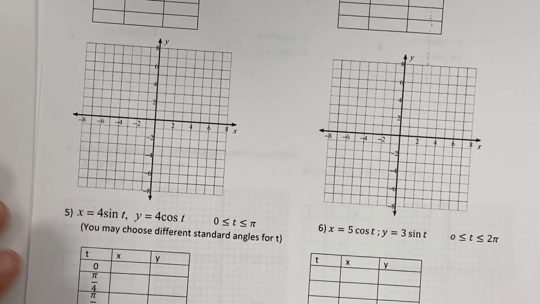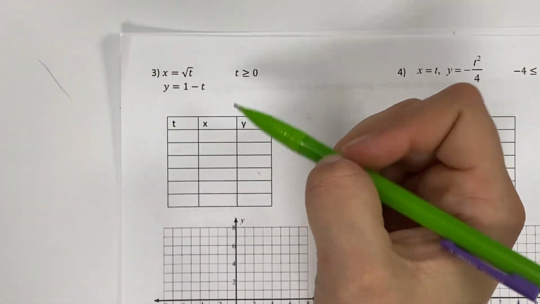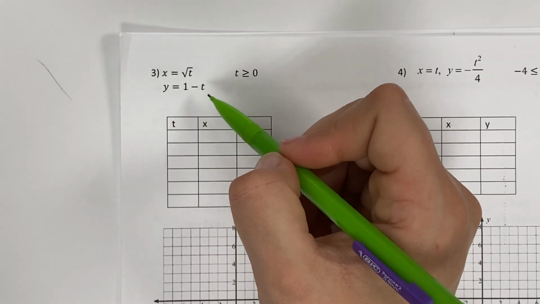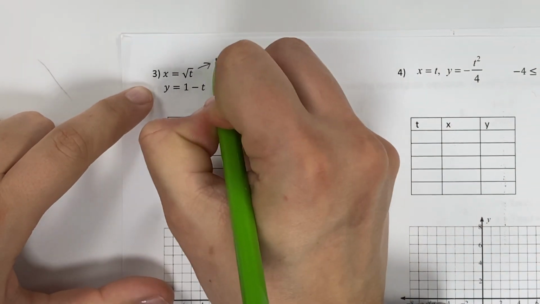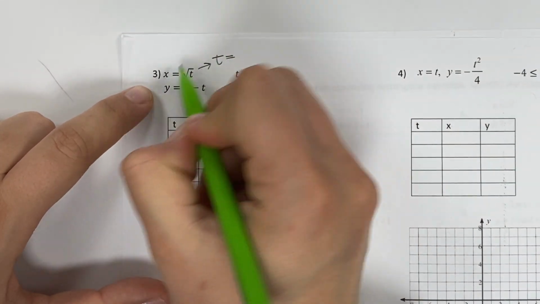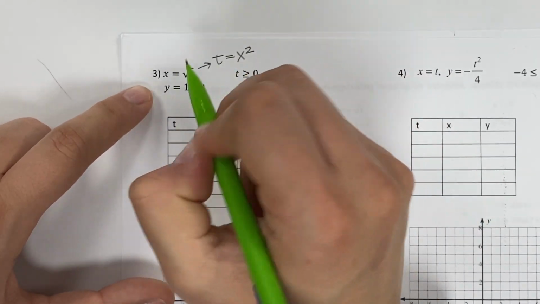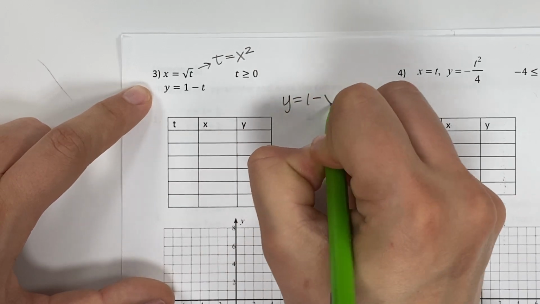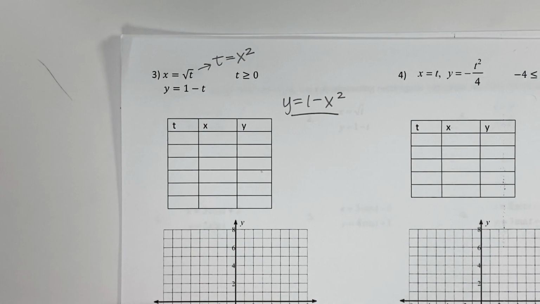Okay, we have a couple more, and these are completely blank. So the first thing I'm gonna do is I'm gonna go ahead and solve and write my equation. So I'm gonna get T by itself. So I have to square the other side. So T is just X squared. Let's plug that in for Y. So this is what we're plotting on our graph, okay?